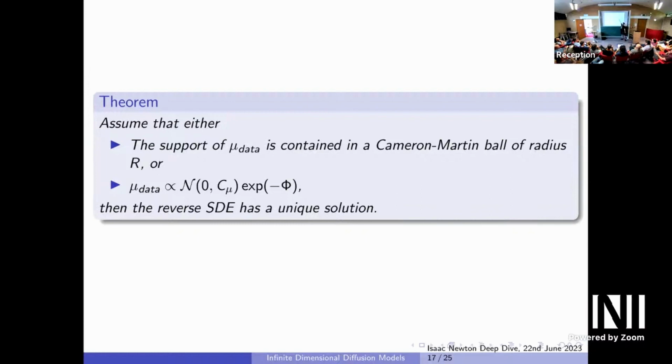But this covers the manifold case, because there are no assumptions here on mu data that it's smooth or anything. It can be supported on submanifolds. It can be something complicated. And the other case is when mu data is given as a density with respect to a Gaussian measure. Then we can also show uniqueness. In both cases, it works by showing local Lipschitzness. Although the weird thing here is that you show local Lipschitzness of the drift with respect to the Cameron-Martin norm, even though the drift itself doesn't take values in the Cameron-Martin space. If anyone has heard about something like this, I would be very interested.